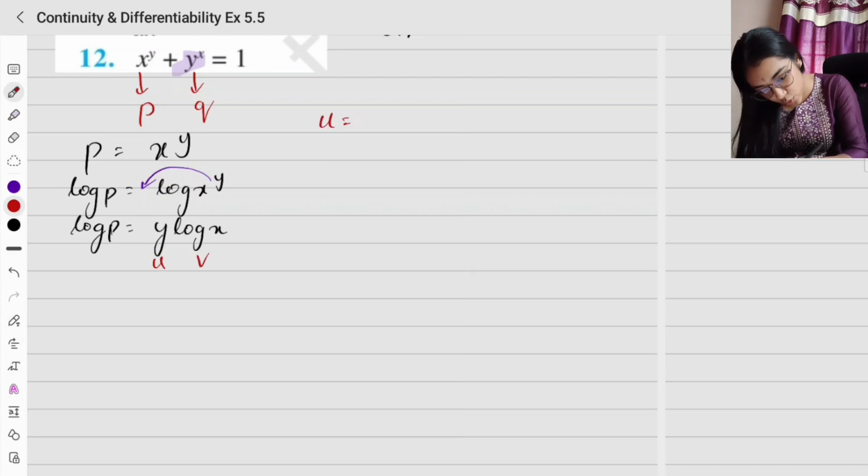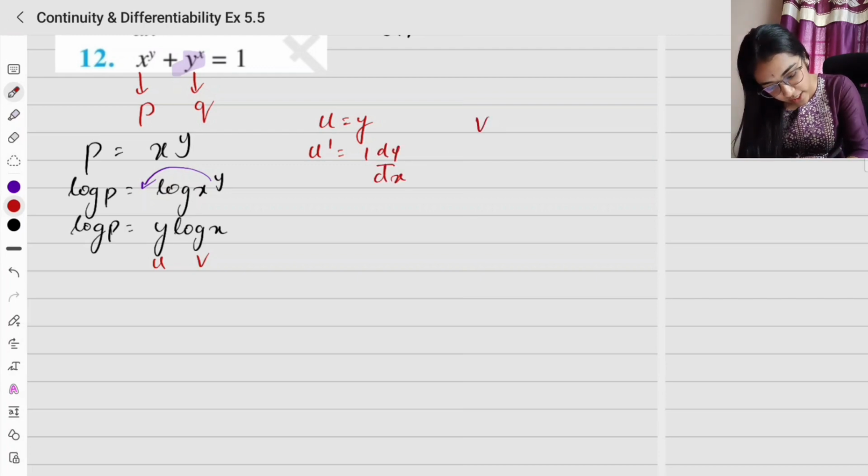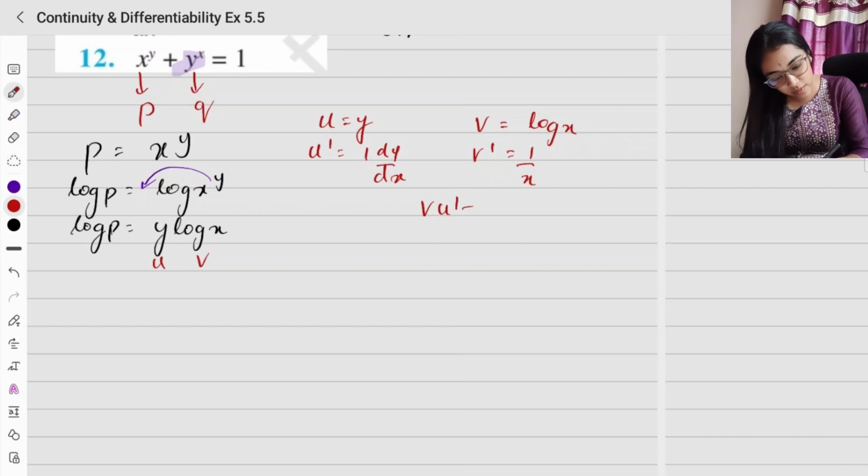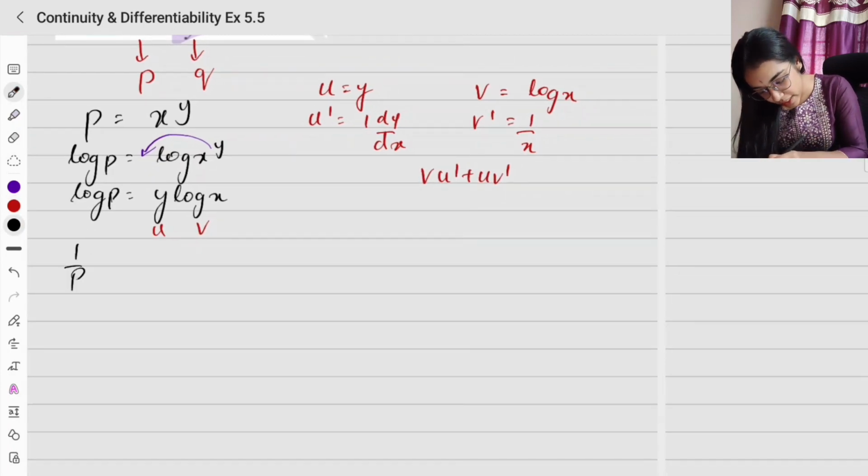It's a product. So u is equal to y, and u dash is the derivative of y, but I have a different variable, so I have dy by dx. V equals log x, v dash is going to be 1 divided by x. So the formula is vu dash plus uv dash. It's the same formula. Now I have 1 by p.